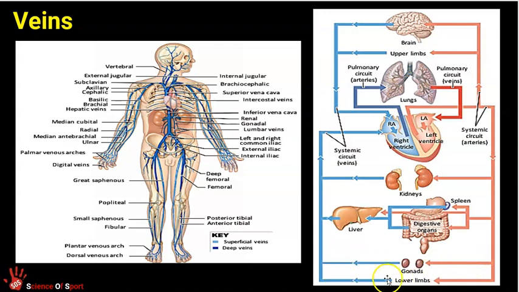So again, we've got our sort of diagrammatic version on the right here, showing all the systems of the body returning blood to the heart. And this is a pulmonary vein. Please note the pulmonary vein is the only vein that carries oxygenated blood from the lungs back to the heart. All the other veins carry deoxygenated blood.